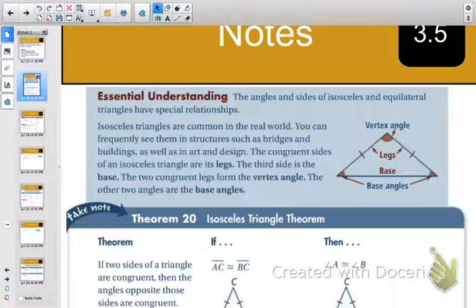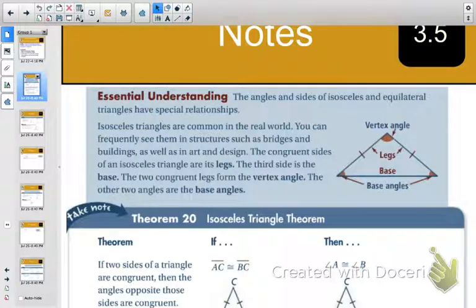Okay, so an isosceles triangle, which hopefully you know, means that two of the sides are the same length. Isosceles triangles are common in the real world. You can see them frequently in structures such as bridges and buildings, as well as in art and design. The two congruent sides, we call the legs. And then the other side is called the base. So we have two legs and then one base.